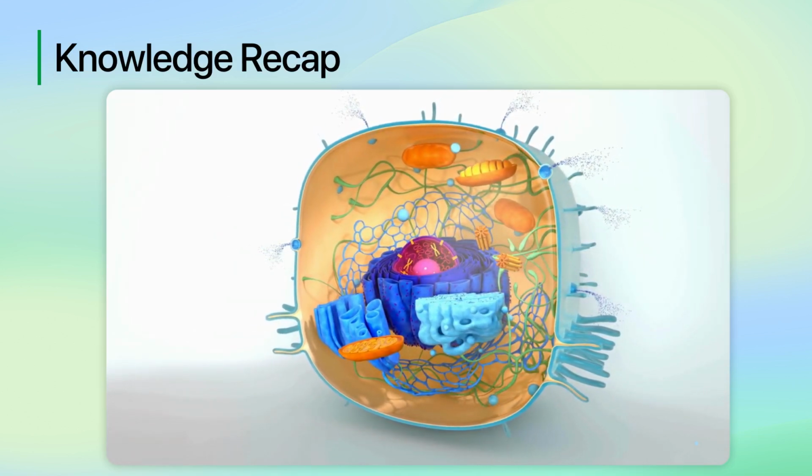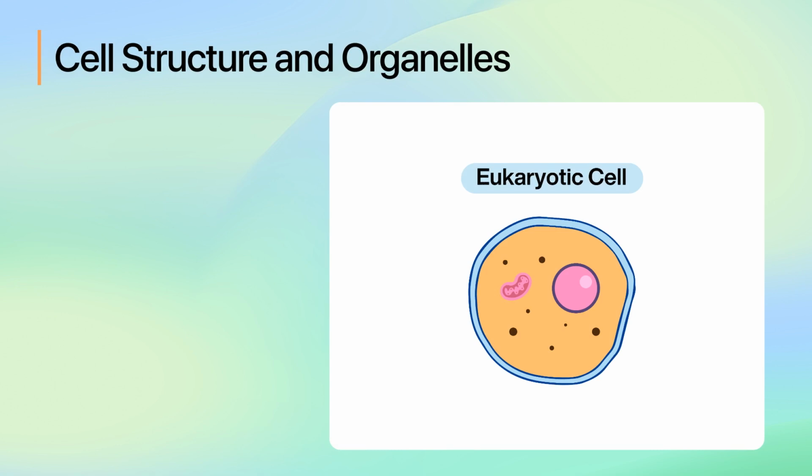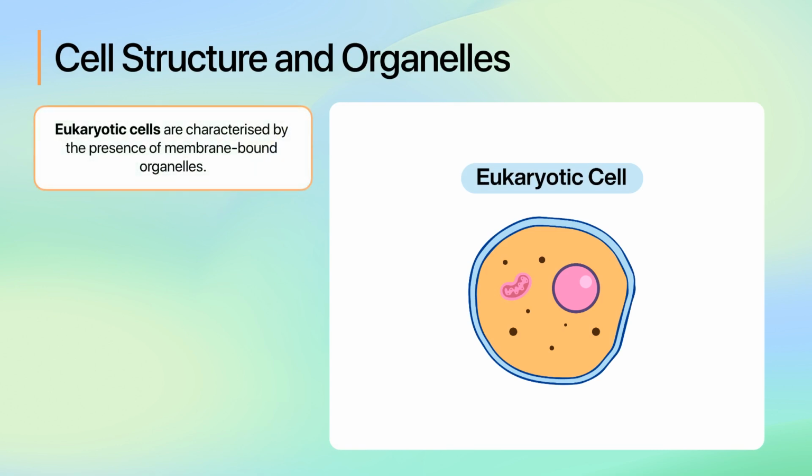Let's get started. In this lesson, we will explore the animal cell, which is a type of eukaryotic cell. Eukaryotic cells are characterized by the presence of membrane-bound organelles, each performing specific functions necessary for the cell's survival and proper function. Let's look at the key organelles found in an animal cell and understand their roles.